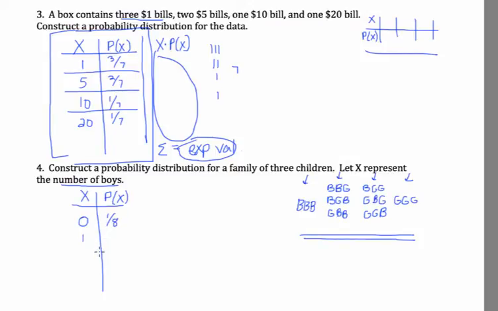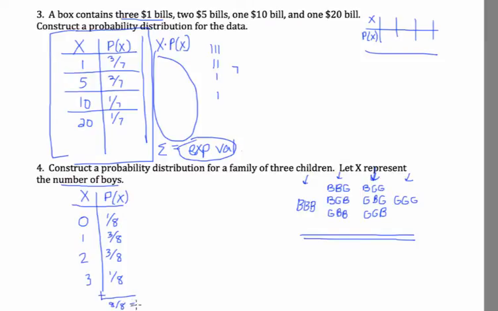How about of getting 1 boy? That's this list. So there's 3 in that list, so 3 out of 8 is the probability of getting 1 boy. How about of getting 2 boys? Also 3/8. Of getting 3 boys, 1/8. Notice in a probability distribution, if I add up 1/8, 3/8, 3/8, and 1/8, I'll get 8/8.